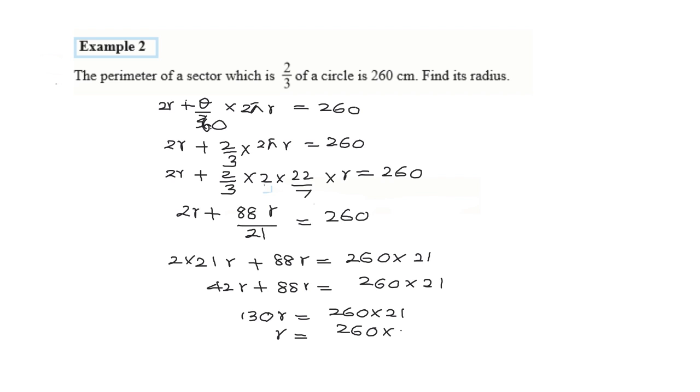260 into 21 divided by 130. You can cancel 130, 260, that is 2. Then your R is 42 cm. Now you can try exercise 1.2.